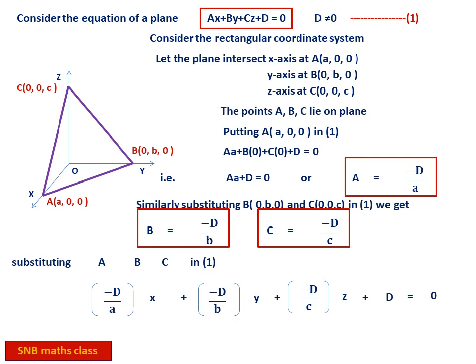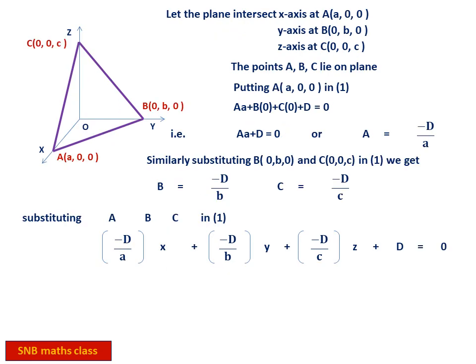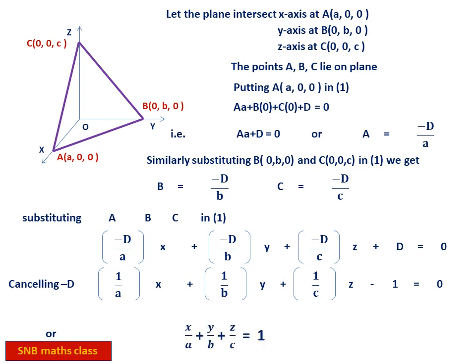Now if you look at this equation, you can cancel -D. Cancelling -D, you get (1/a)x + (1/b)y + (1/c)z - 1, because we are cancelling -D, so +D becomes -1. So this will be 0. Or you can write it as x/a + y/b + z/c = 1. So this is called the intercept form of the plane.